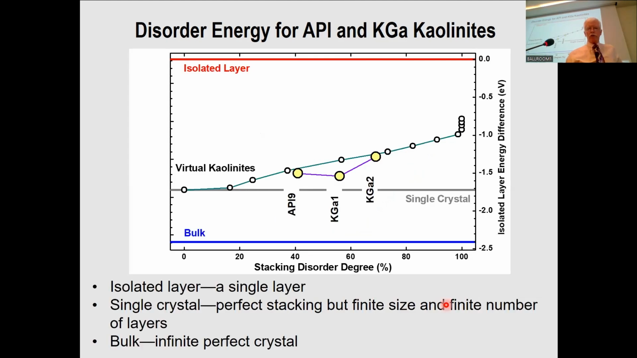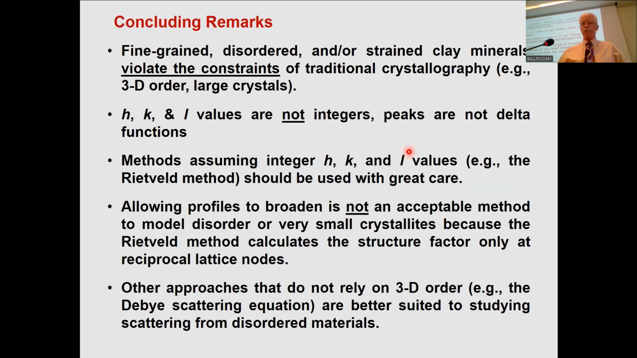And here's the disorder energy. This is the bulk for an infinite perfect crystal, the isolated layer energy. This is one single layer, and this is a single crystal with a finite size of the sort that we modeled. And we can see that the lowest energy is the API 9, KGA, and KGA2 is higher energy, and these are other virtual kaolinites that we made. So they're all higher energy, less stable than Keokuk kaolinite, for example.